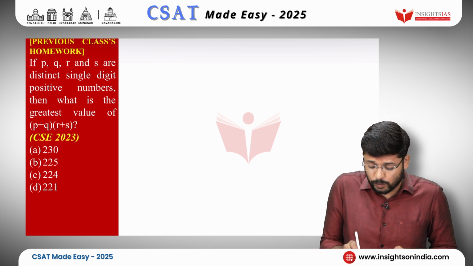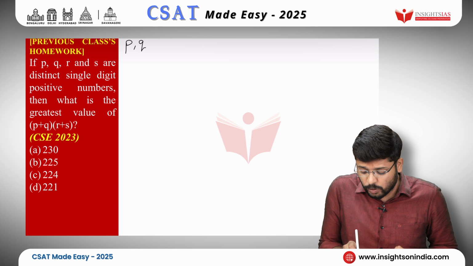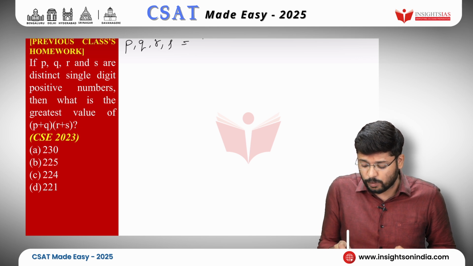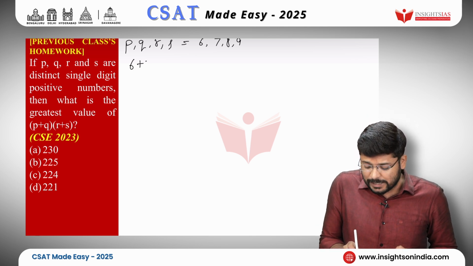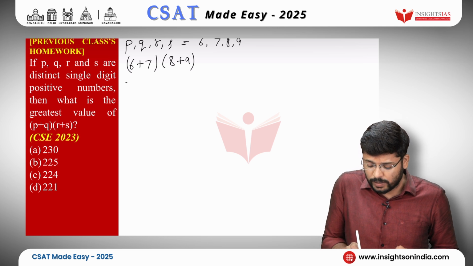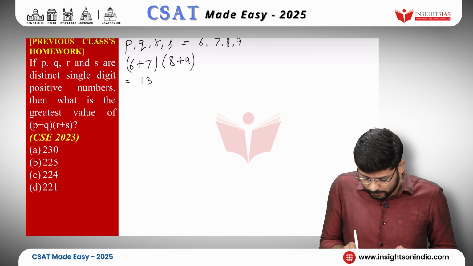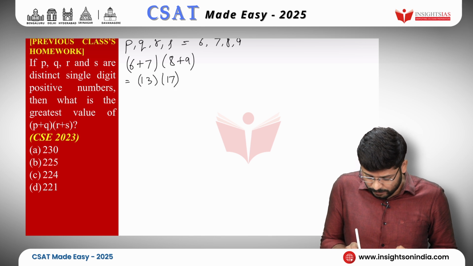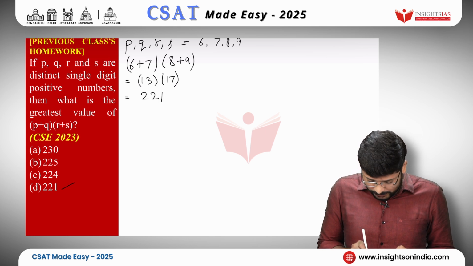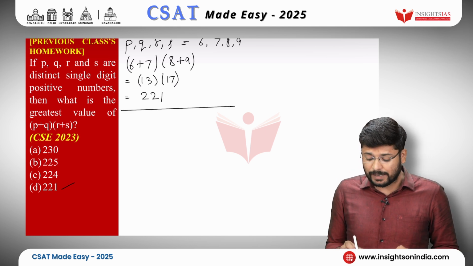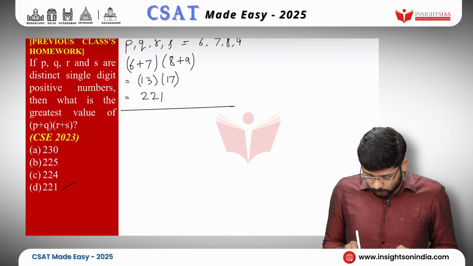Yes. And we will use them. But we do not know which one is which. P, Q, R, S, they would be 6, 7, 8, 9, but we do not know which one is which, and we will do some trial and error. First, we will try 6 plus 7 into 8 plus 9. What will be the value? This would be 13 into 17. What would 13 into 17 be? It would be 221. Okay, that option is there. It might be. We'll try other combinations also.